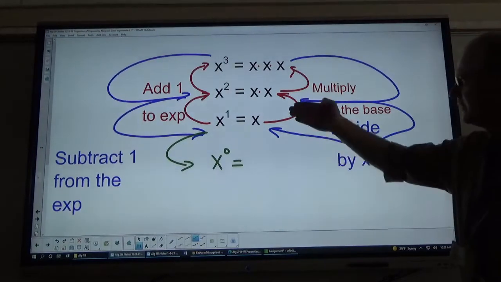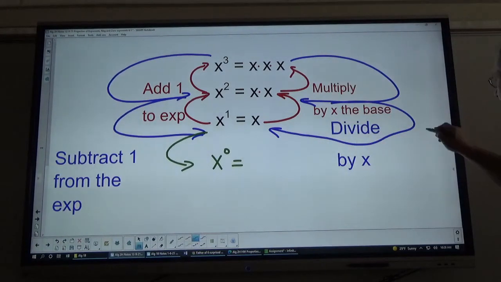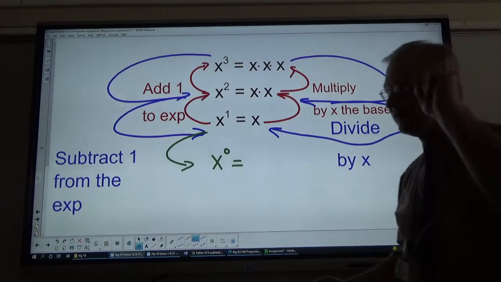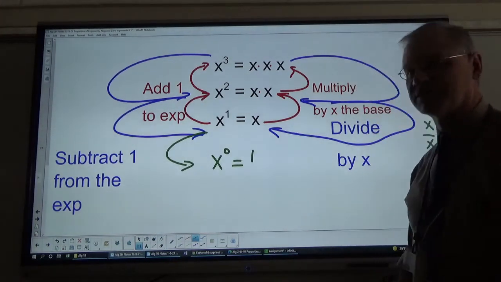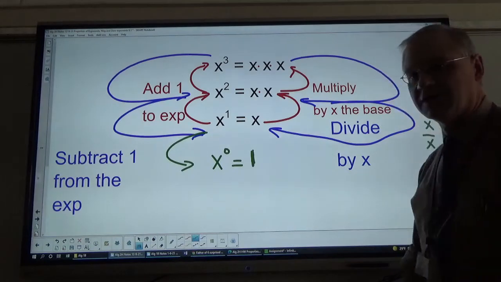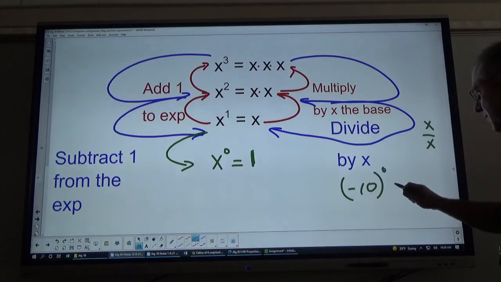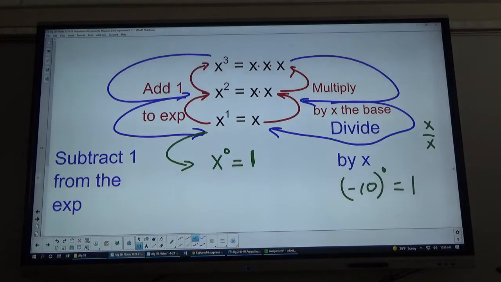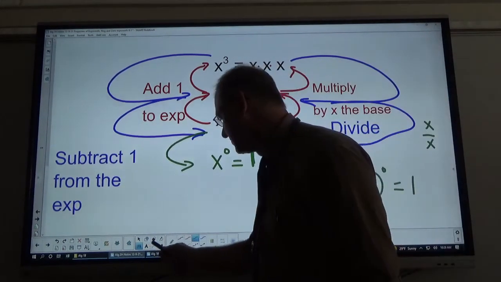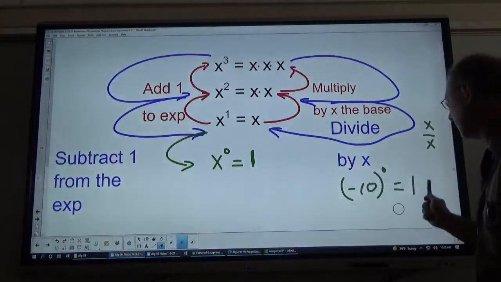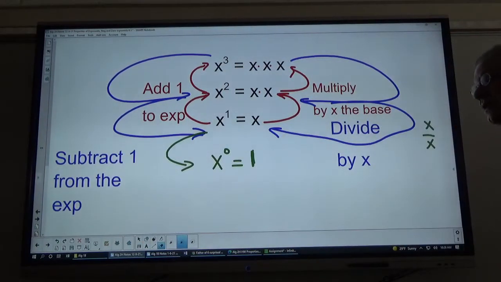So I'm going to go down by dividing by x. x divided by x, what's that equal? Well, anything divided by itself, with one exception, equals the number 1. So if it's a negative number, like negative 10 to the 0 power, that's still the number 1, positive 1, because it's negative 10 divided by negative 10. Raised to the 0 power is 1.